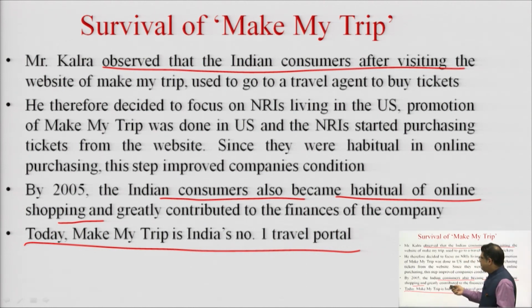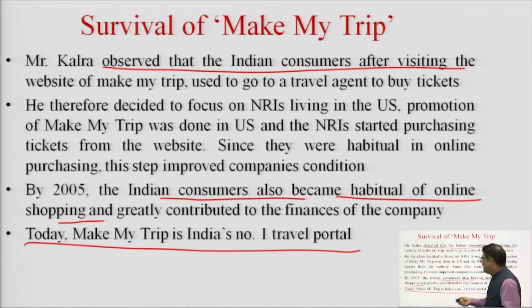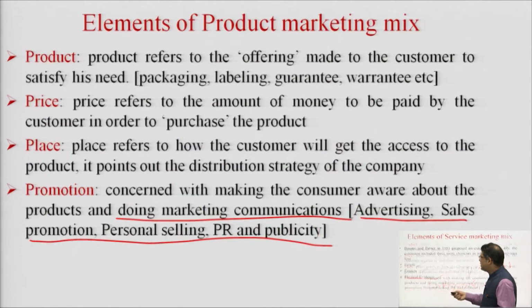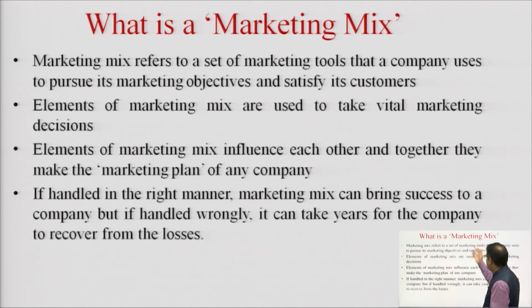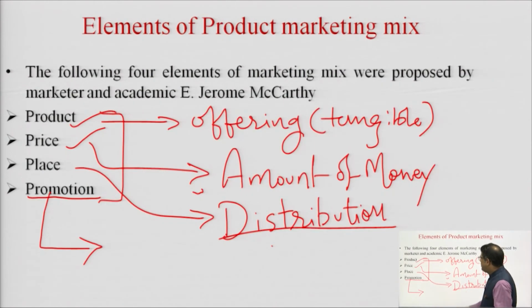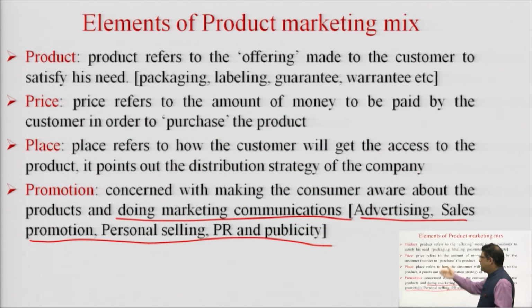So, with this case study, I come to the end of this lecture. Let us quickly rewind and recap what we learned in this lecture. The recap is as follows. We talked about the elements of marketing mix. We started with the elements of marketing mix for a product. In this case, we talked about the 4 P's, that is product, price, place, and promotion. Then there were some definitions and examples.